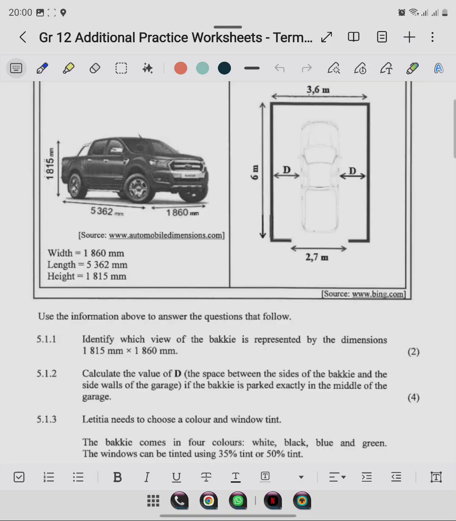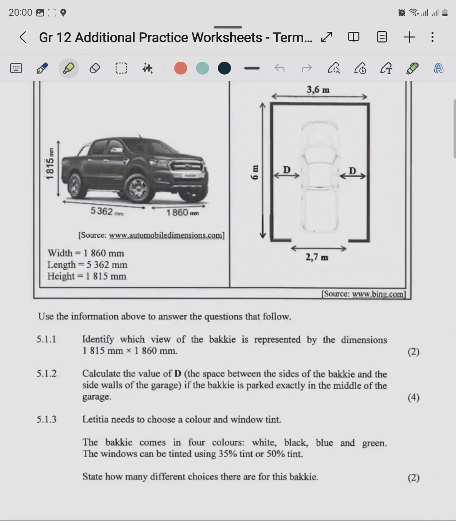All right, so our first question here is, identify which view of the bakkie is represented with the dimensions of 1815 millimeters by 1860 millimeters. So if I look at my diagram, we can see the 1815 is actually looking at the height, which already tells me that I'm going to be looking at the bakkie head on, in the sense of I'm not looking down from above, or I'm not looking up from below, because then I wouldn't see the height. And then they tell us the measurement of 1860. So that implies that I'm either going to be looking at the front or the back, because the back would obviously be the same measurement as the front.